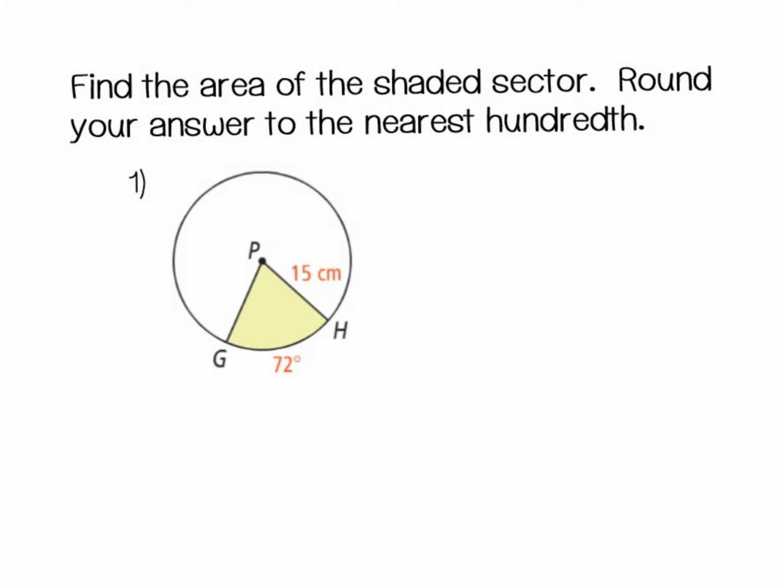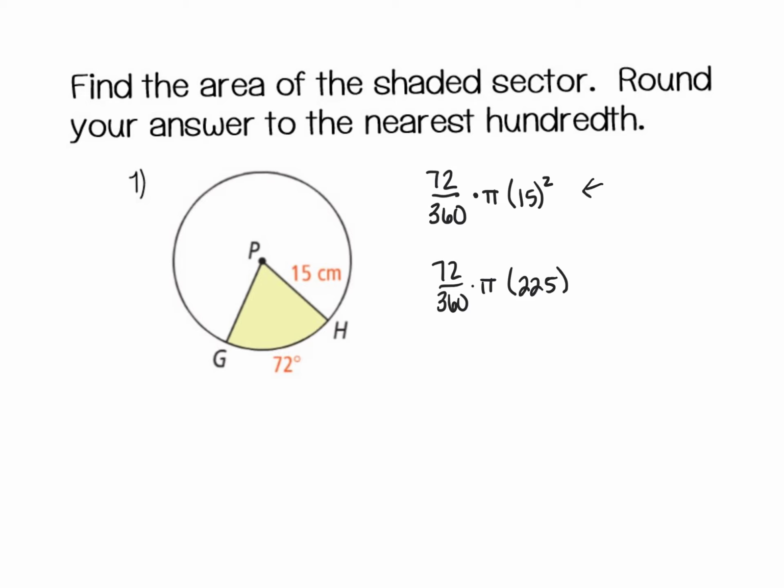So here's our first example. We're going to round our answers to the nearest hundredth. So we have our fraction is going to be 72 out of 360. I want to multiply that times pi r squared. My radius in this case is 15. So we have 72 out of 360 times pi times 15 squared, which is 225. Honestly though, you can just type this right into your calculator.